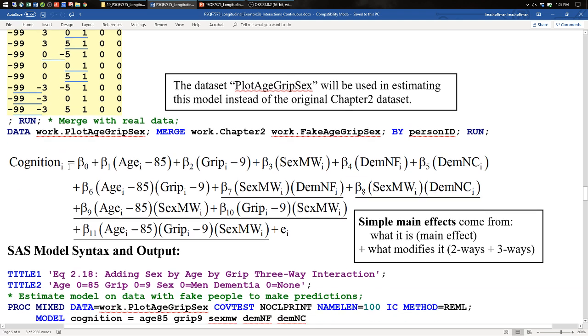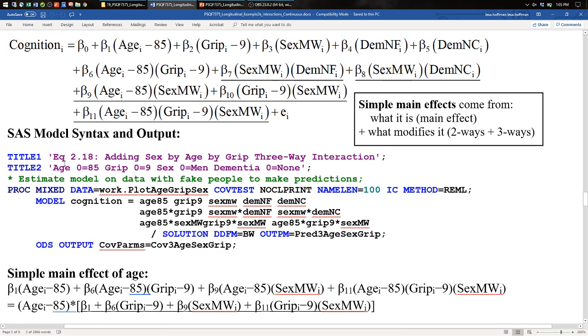So here's my model. The new terms relative to what we looked at last time are underlined. I've added interactions of dementia group by gender. We're going to focus on those next time, but they're here because that's what we had in the chapter example for continuity. And I'm going to have us look at the age by grip by gender interaction, which implies that we have already added the 2-way interactions that are nested within them, age by gender and grip by gender. Okay, so take a look at that, see if you have any questions on the model.